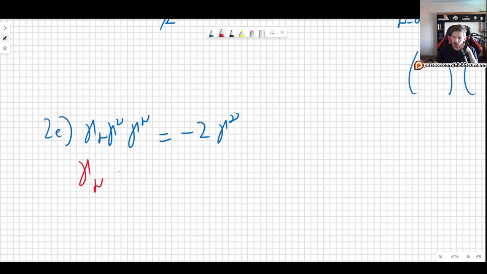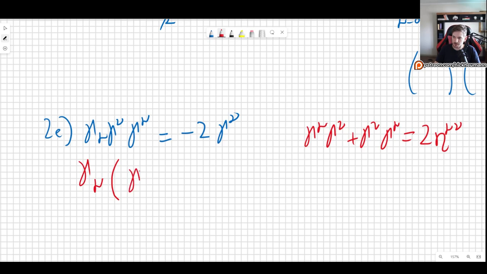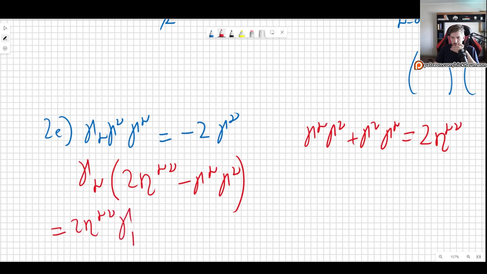So what is gamma nu gamma mu, right? We know that gamma mu gamma nu plus gamma nu gamma mu is equal to 2 times eta mu nu. So we can just rewrite this expression. So gamma nu gamma mu is going to be the same as 2 times eta mu nu minus gamma mu gamma nu. Okay, so let's now calculate this. So on the left hand side we have 2 eta mu nu gamma mu, right?